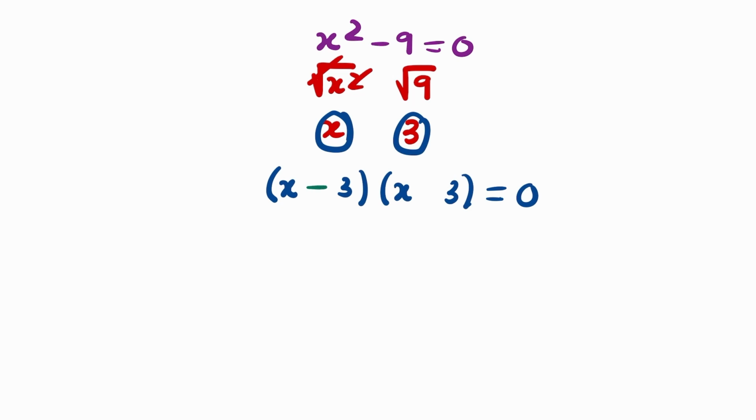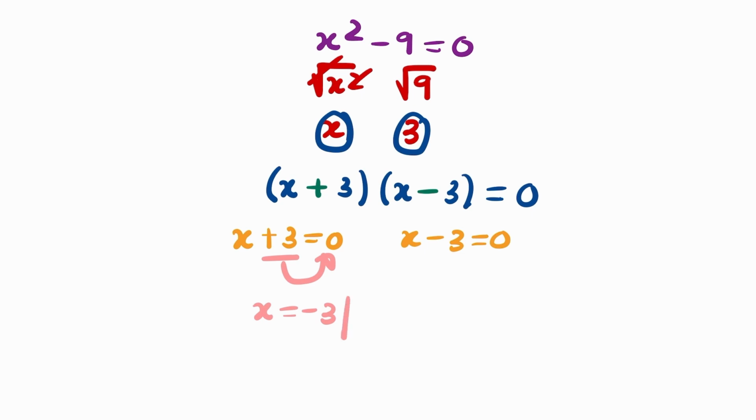And then what is the next step? Simple. We have to put plus in one pair of brackets and minus within the other pair of brackets. Then we can equate both the brackets to 0. X plus 3 equal to 0 and x minus 3 is equal to 0. Now we can solve the two equations. We can take plus 3 to the other side as minus 3. X equal to minus 3. That is one answer. And in the other equation, we can take minus 3 to the other side as plus 3. X equal to plus 3. Those are the final answers to our quadratic equation.